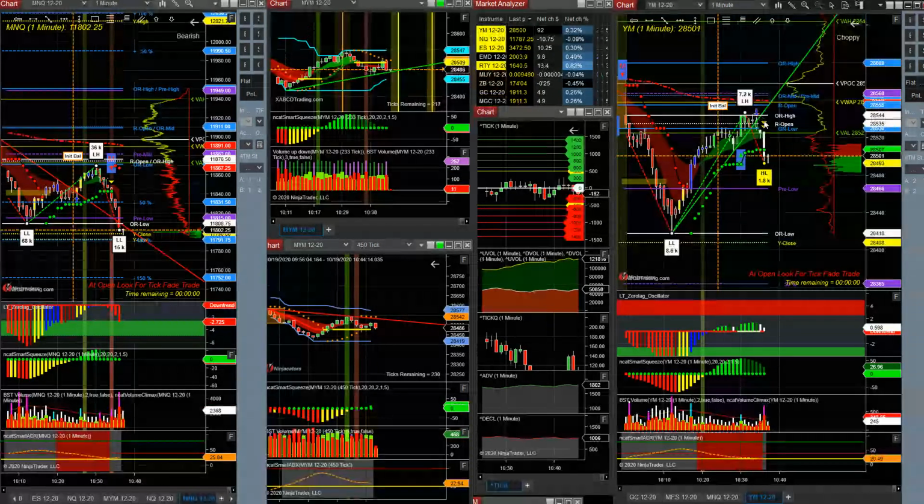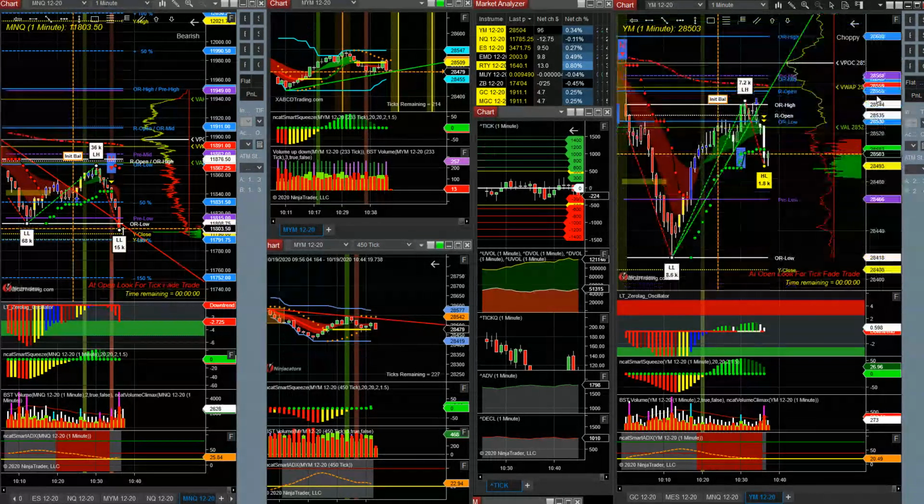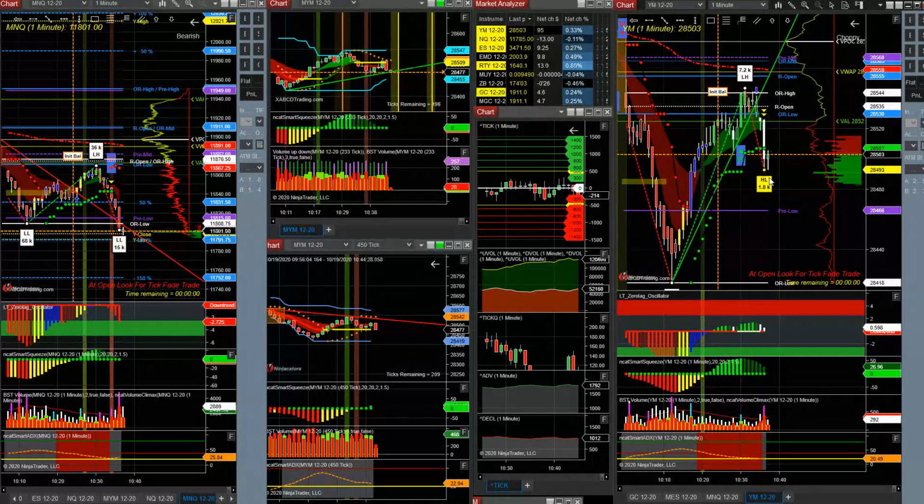price breaking below the trend line, and you get a dark blue candle there, which indicates the speed to the upside has subsided. You look for a quick scalp.